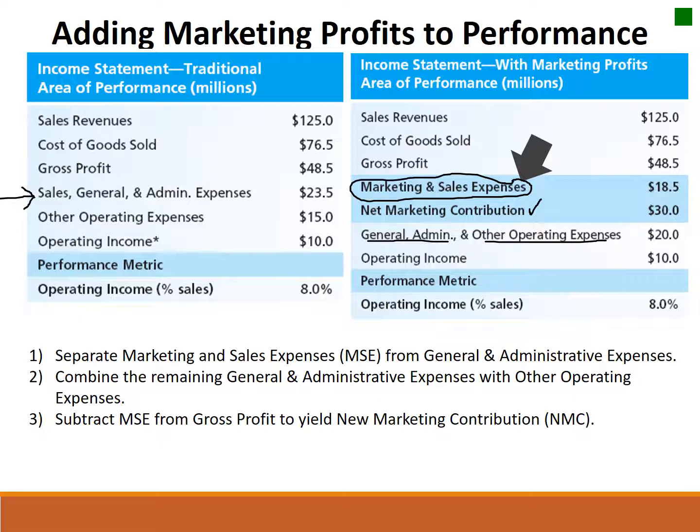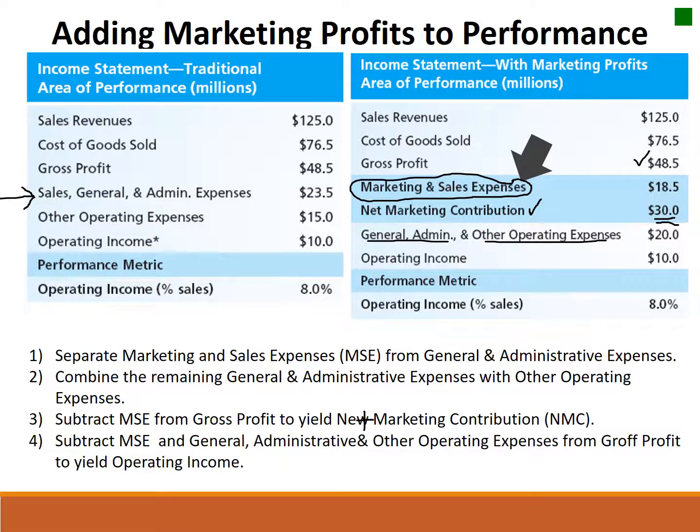Next thing we want to do is calculate the net marketing contribution. We subtract the MSE, the marketing and sales expense, from gross profit. So we have a gross profit figure here. We subtract marketing and sales expenses, and what we're left with is our net marketing contribution, the NMC. Basically what we're saying is that as a result of doing our marketing activities, it has contributed, in this case, $30 million to the gross profit of the firm. That is the effect of the marketing and sales function on the profit that we have there.